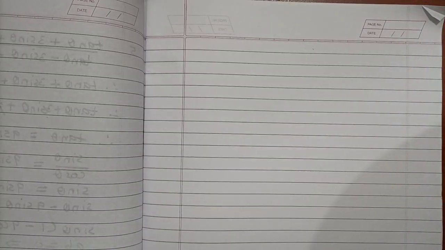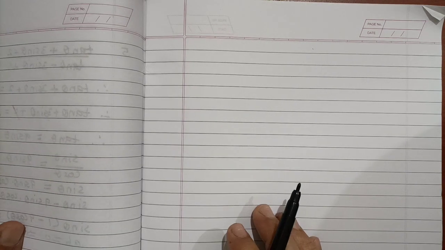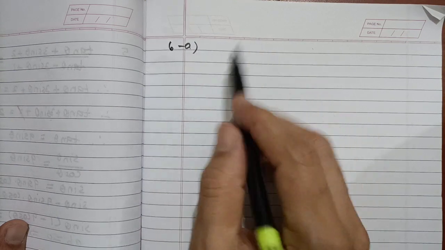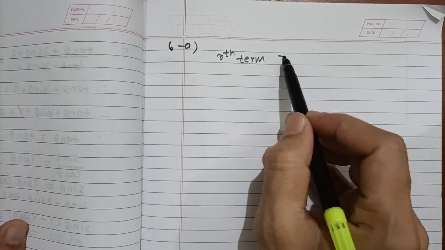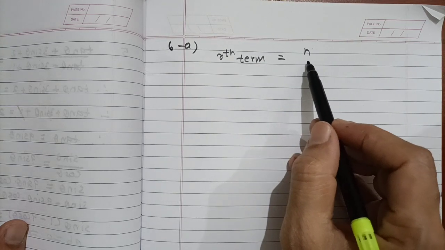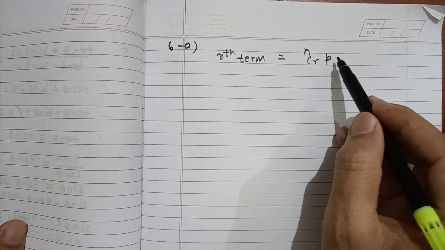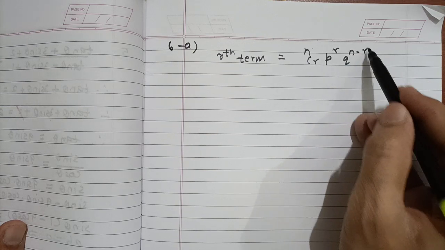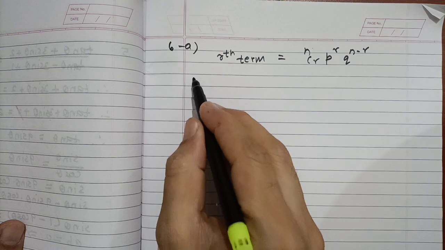Now note that whenever the problem comes for finding the coefficient in the expansion, that is a problem of binomial, always write down the formula for the rth term. So any rth term is equal to nCr, that is n choose r, into p to the power r into q to the power n minus r. This formula is very important for finding the rth term.